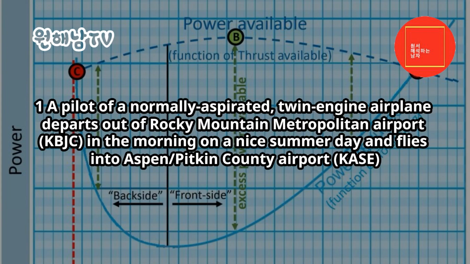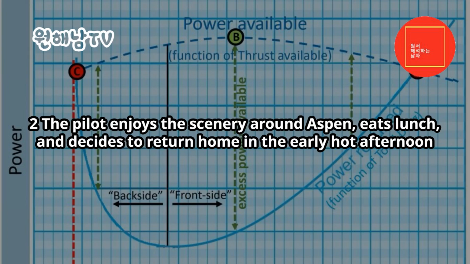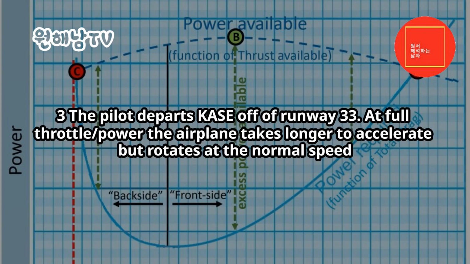1. A pilot of a normally aspirated, twin-engine airplane departs out of Rocky Mountain Metropolitan Airport, KBJC, in the morning on a nice summer day and flies into Aspen-Pitkin County Airport, KASE. 2. The pilot enjoys the scenery around Aspen, eats lunch, and decides to return home in the early hot afternoon. 3. The pilot departs KASE off of runway 33.